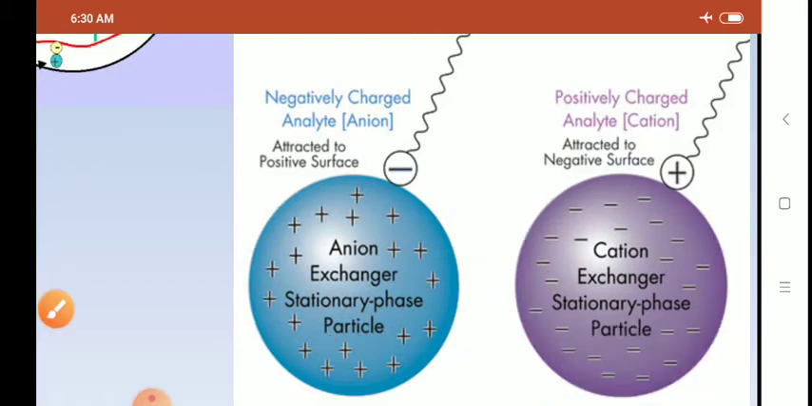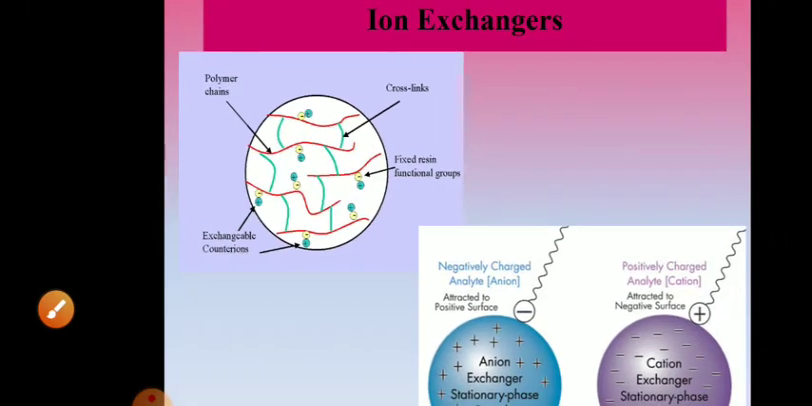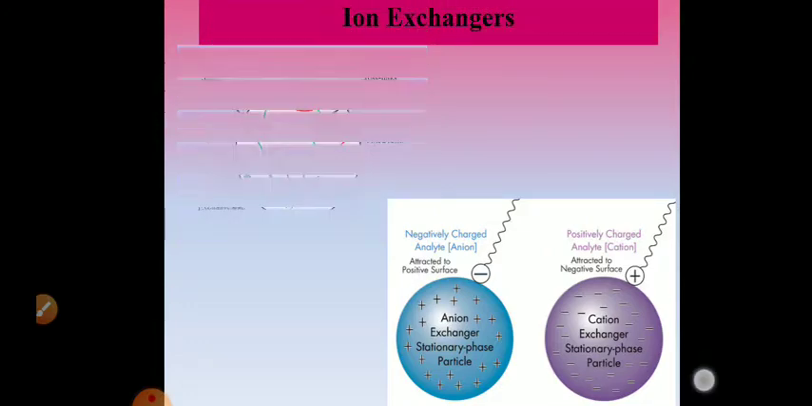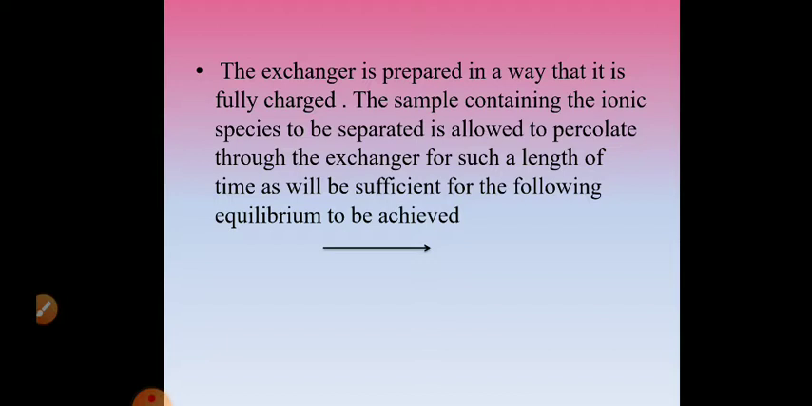Okay, so this is about cation and anion exchange resins. Depending upon what your sample contains, whether you want to exchange cations or whether you want to exchange anions, you will be using either a cation exchange resin or an anion exchange resin. The exchanger is prepared in such a way that it is fully charged.